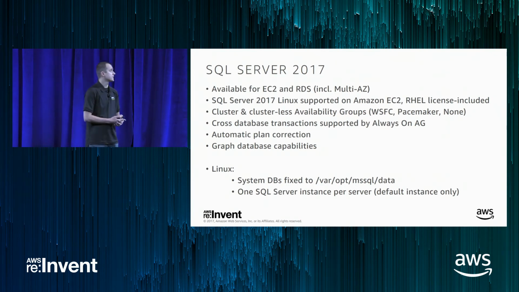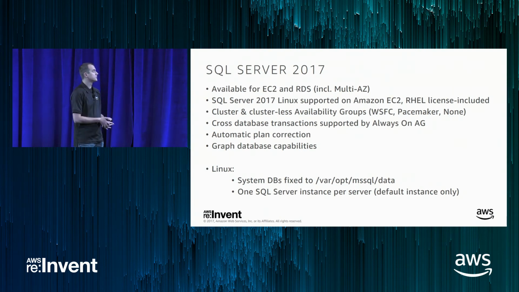Both cluster and clusterless availability groups are supported on AWS, and cross-database transactions are now supported by Always On availability groups, which is available for Amazon EC2. Automatic plan correction and the graph database capabilities of SQL Server 2017 are supported on both EC2 and RDS.